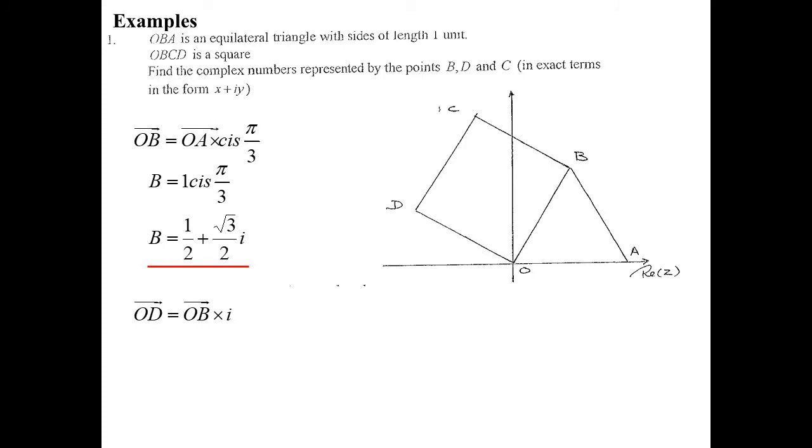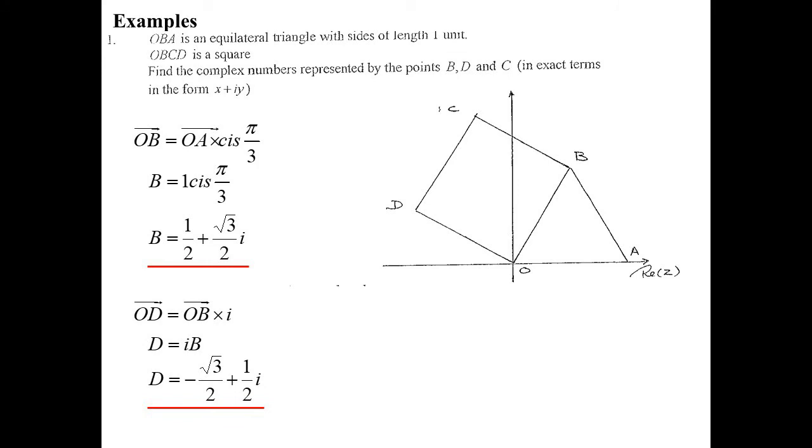Now I see why we find D next, because now I'm just going to rotate that 90 degrees. So it'll be OB times i. I suppose I could have also done it by saying I'm going to get OA and rotate it, what would that be? 90 plus 60, 150 degrees. Either way, we'll end up with minus root 3 on 2 plus half i.